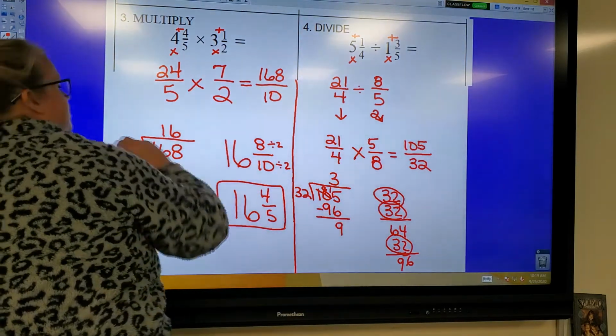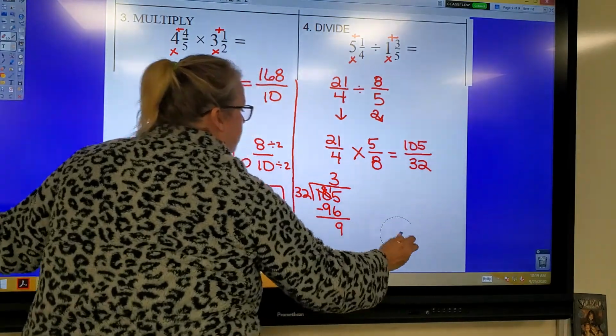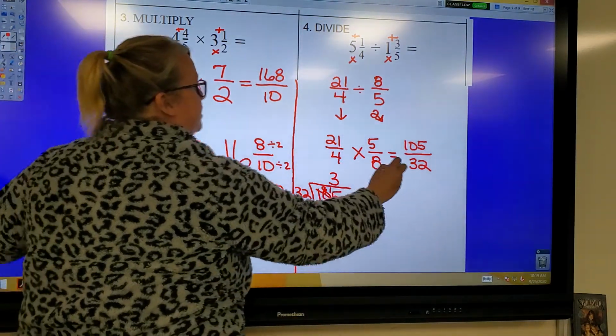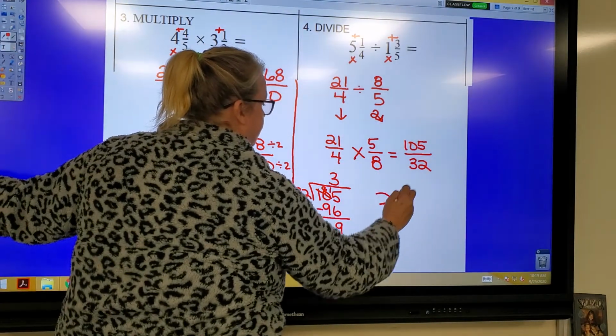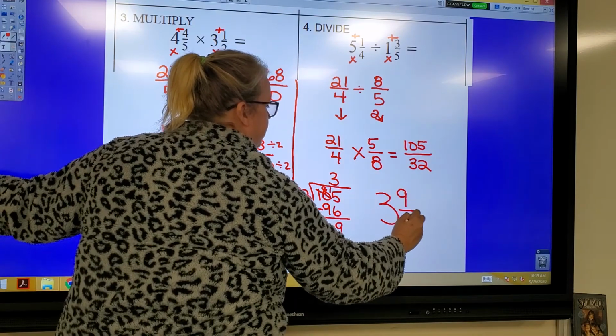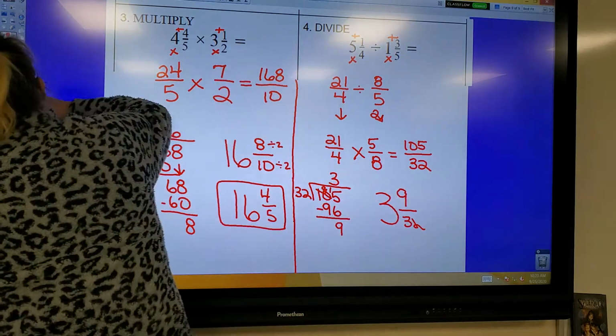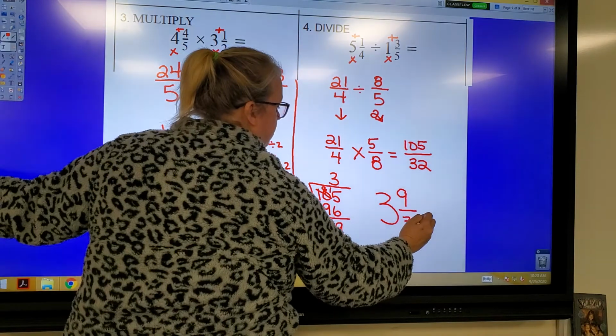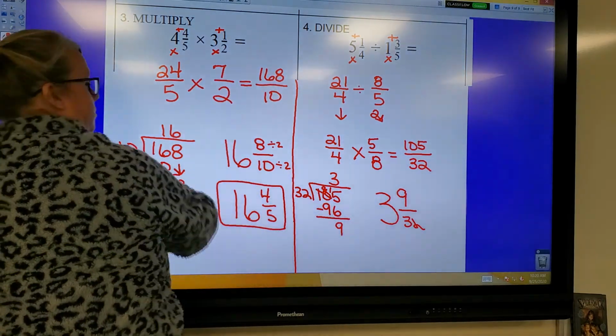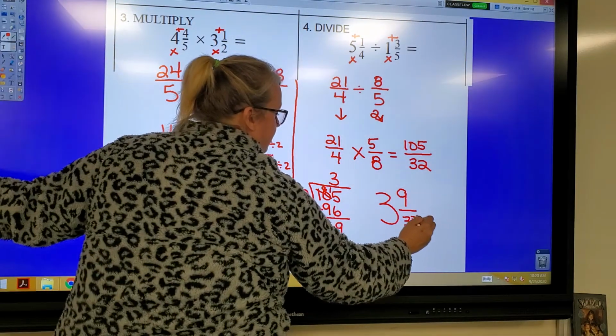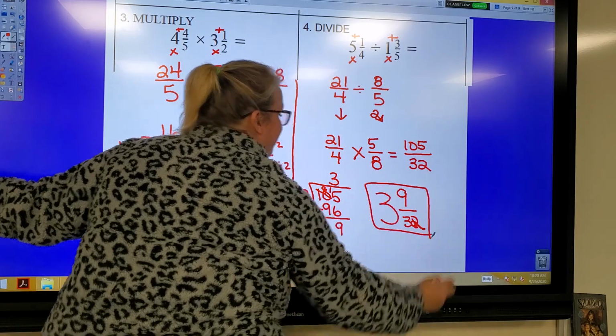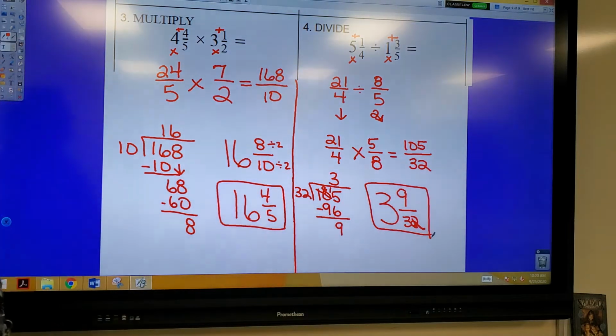So final answer here, 32 can go into 105 3 times with 9 left over. And that 32 is going to be your denominator, which I'll just write over it like that. 3 and 9 over 32.